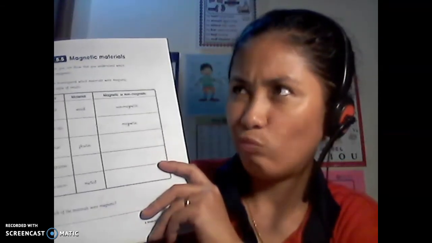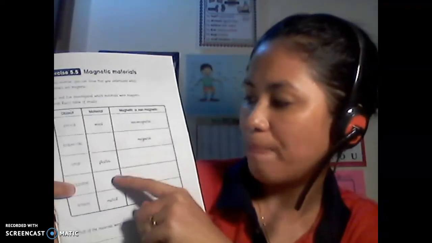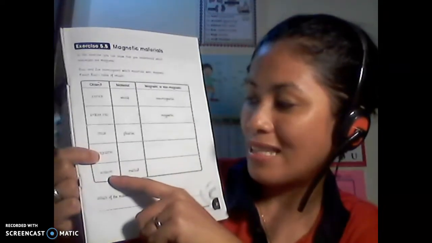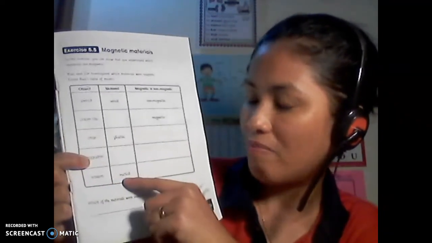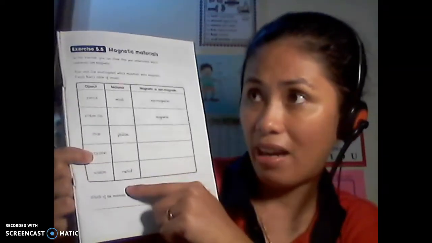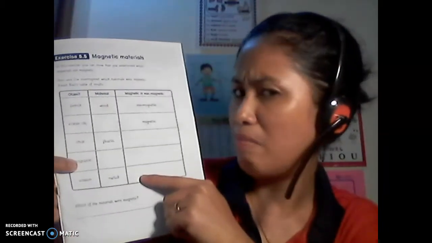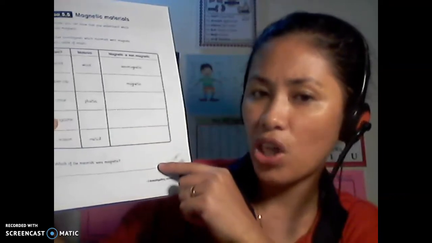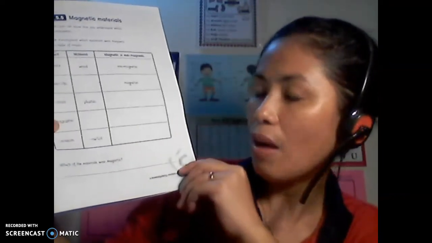Sorry. So the magazine is made of what? Wood, metal, glass, fabric, or paper. Then you write down if paper is magnetic or non-magnetic. And then we have scissors. The scissors are made of metal, and if the thing is made of metal, is it magnetic or non-magnetic? Below, you are going to write down the things that are magnetic for page 31.